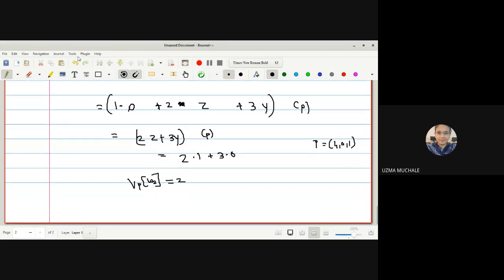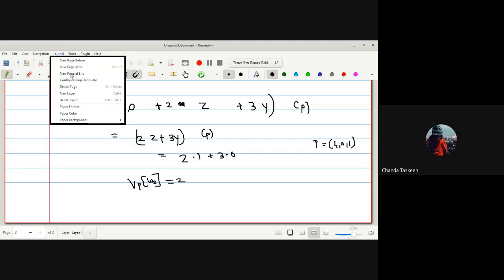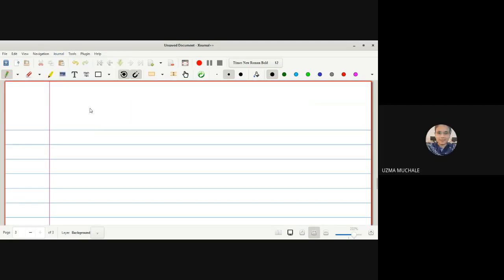Did this make sense? Okay, now let us go for the last one, that is v_p(w3) equal to summation over i of v_i dou w3 by dou x_i at the point P. Just evaluate this and tell me the answer. Can you do this? Solve it and tell me what the answer is.